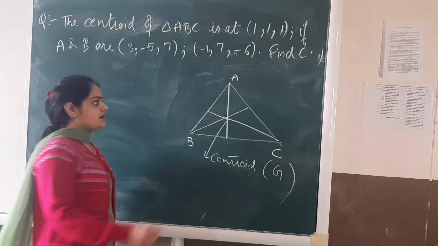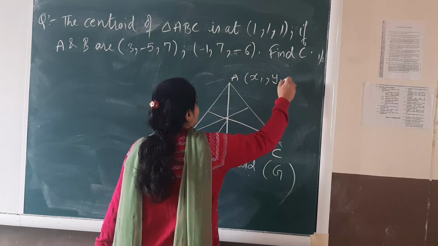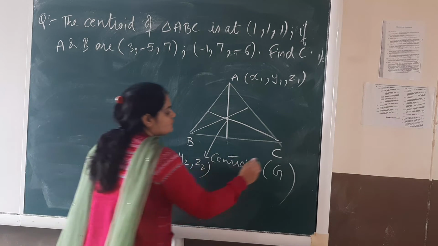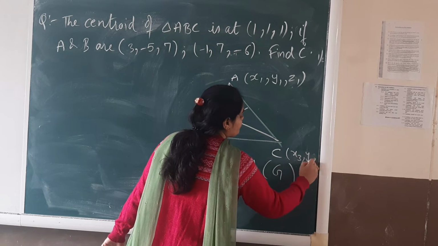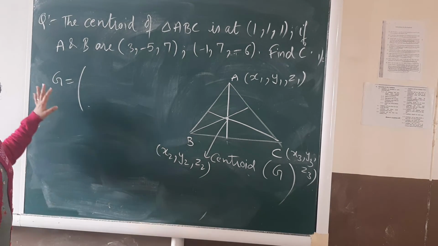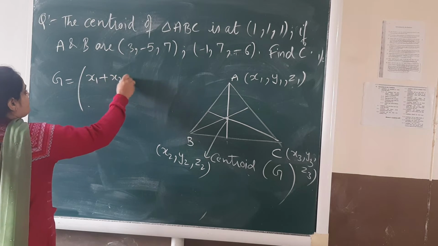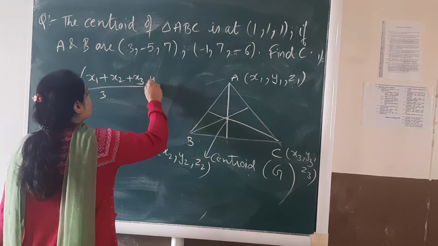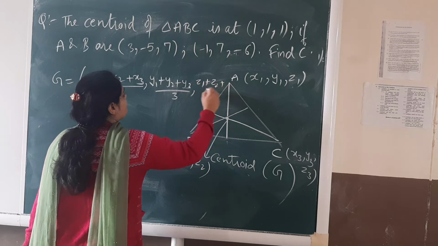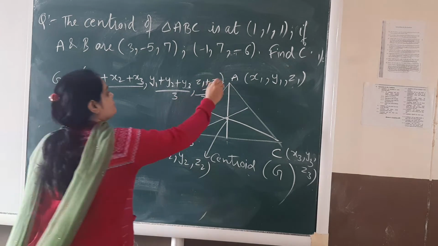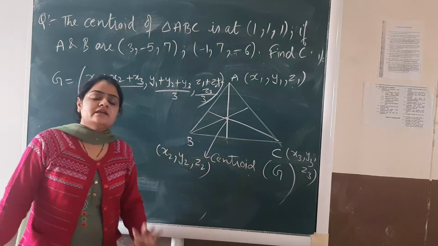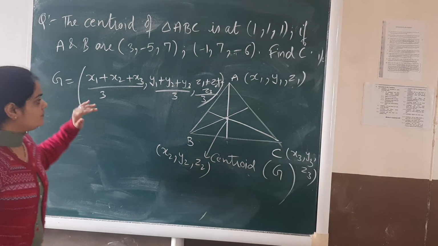So how can we find the centroid? If A's coordinates are x1, y1, z1, and B's coordinates are x2, y2, z2, and C's coordinates are x3, y3, z3, then we can find the coordinates of G by using this formula: x1 plus x2 plus x3 by 3, y1 plus y2 plus y3. Now let's do one question by using this formula.